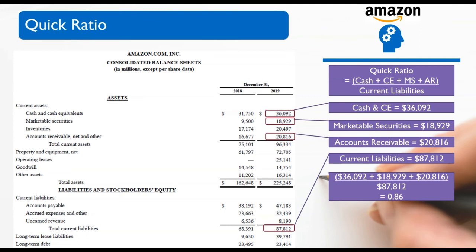So what does this mean? Well, this tells us that without having to sell its inventory balance, Amazon would still be able to cover 86% of the current liabilities on its books.